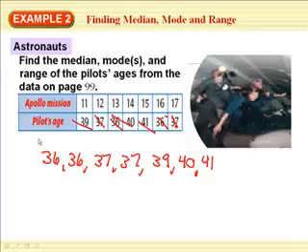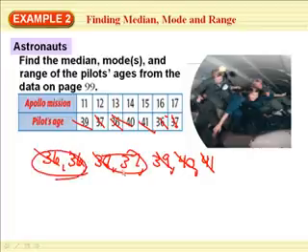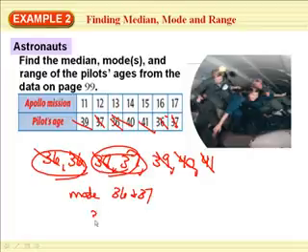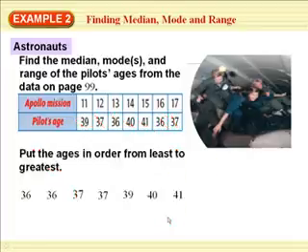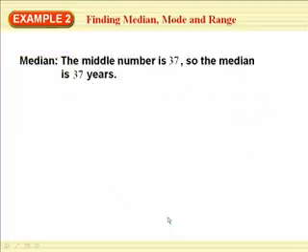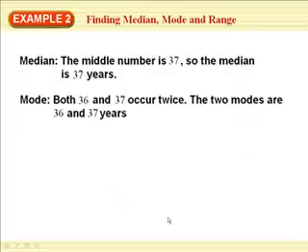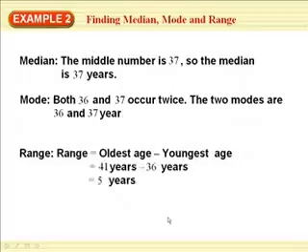Okay, so let's first find the median age. The median's the number in the middle, and I usually just cross off on both ends till I get to the middle. So the median is 37. The mode is the one that happens the most. Well, 36 happens twice. 37 happens twice. So the mode is 36 and 37. And the range, they range from 36 to 41, which is a difference of 5. So let's see if they agree. They put them in order. The middle number is 37. The mode's 36 and 37. The oldest minus the youngest is 5.